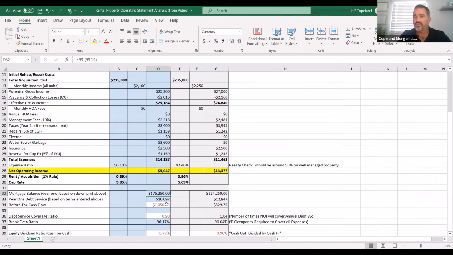So you could survive year 1 in this scenario, and then you're going to project into year 2 what your plans are for the property in terms of rental income and expenses. Our debt service coverage ratio here would be a 0.9. That's not great.